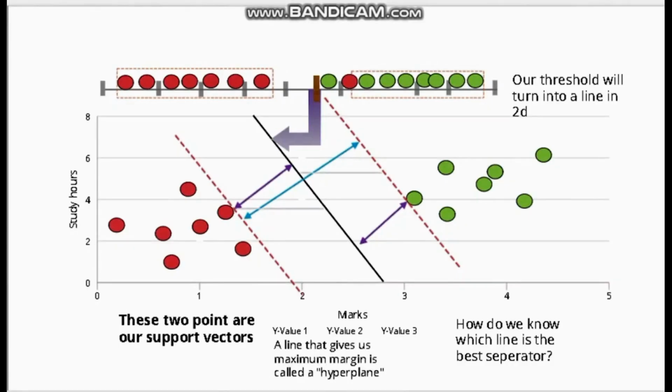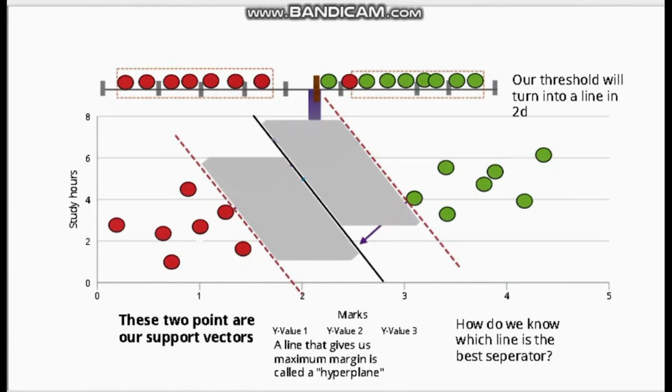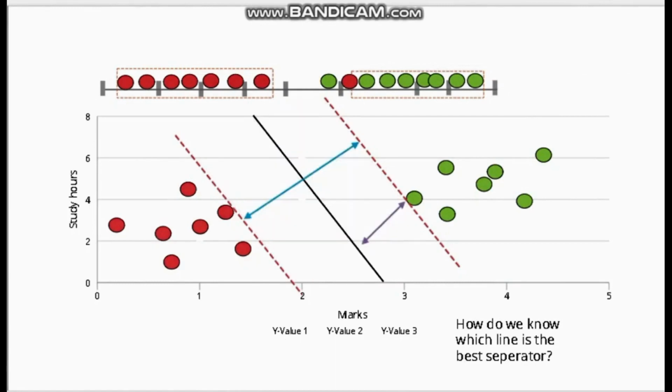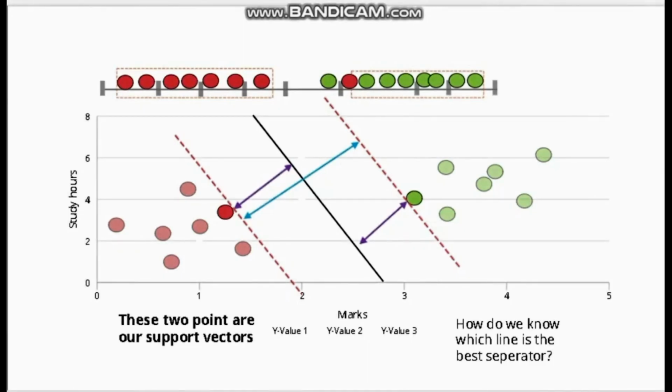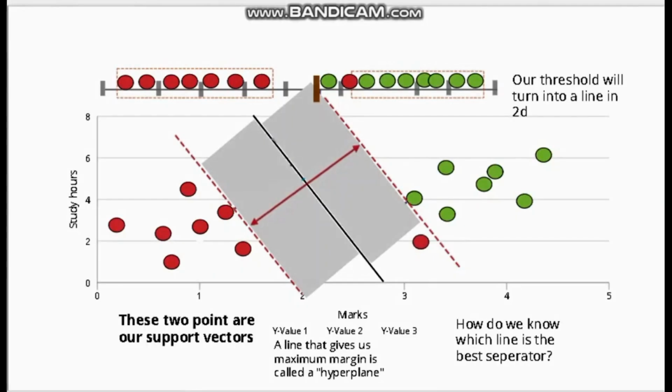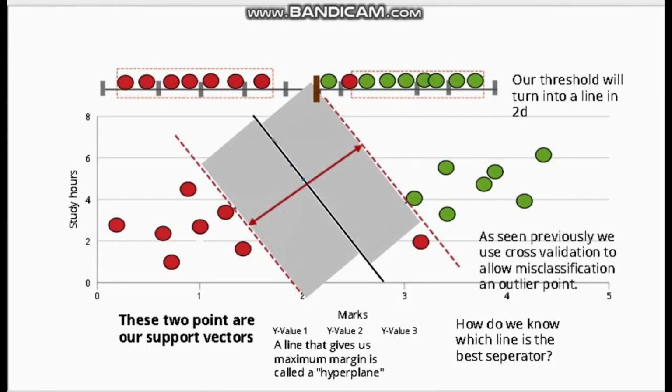The line that gives us maximum margin is called a hyperplane. Measure the distance of this point from the margin. Measure the distance of this point from the margin. These 2 points are the support vectors. Notice that our threshold in one dimension will become a line in two dimensions. As seen previously, we would use cross-validation to allow misclassification of an outlier point to get a more generalized model.